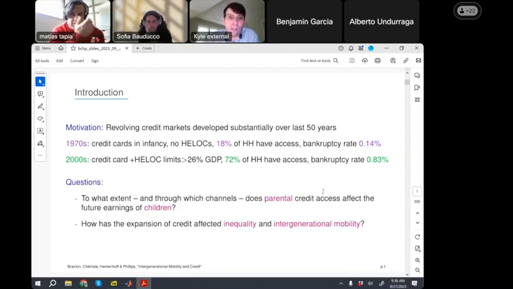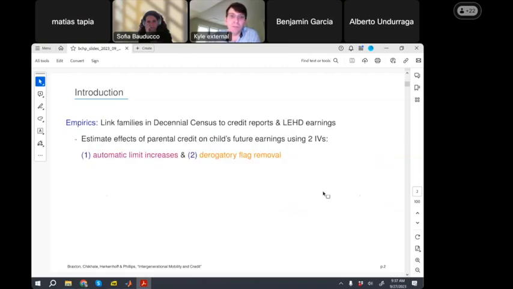What we're after in this paper is to what extent and through what mechanisms does parent access to credit affect the future outcomes of the children? We're then going to develop a structural model to ask how the expansion of credit from the 1970s to the 2000s affected inequality and intergenerational mobility. To answer the first of these questions, we're going to develop a new database.